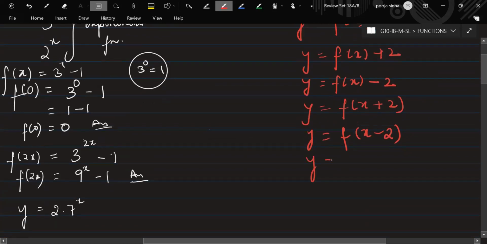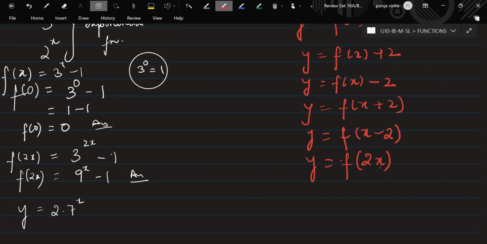Now what if I have something like this? Y is equal to f(2x). So this thing will expand, right? What is this transformation called? Dilation. Isn't it expansion? Like stretch, horizontal stretch is dilation, not expansion. I don't know what expansion is, but stretch is dilation.